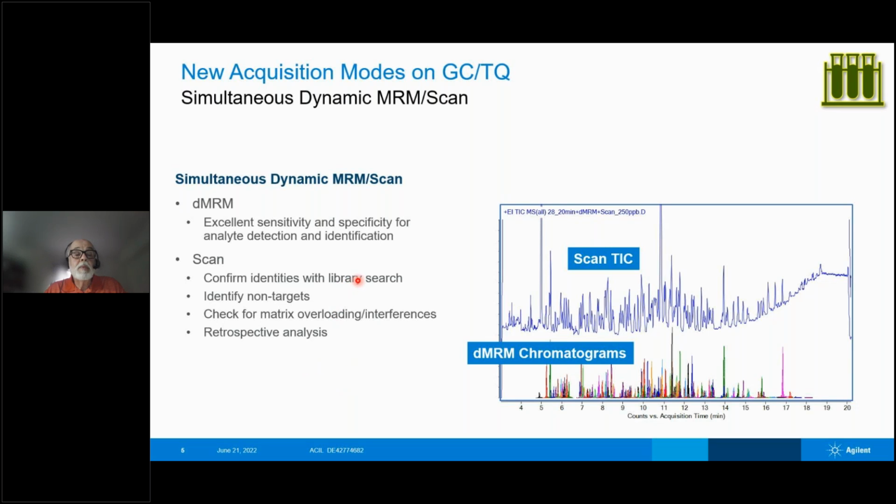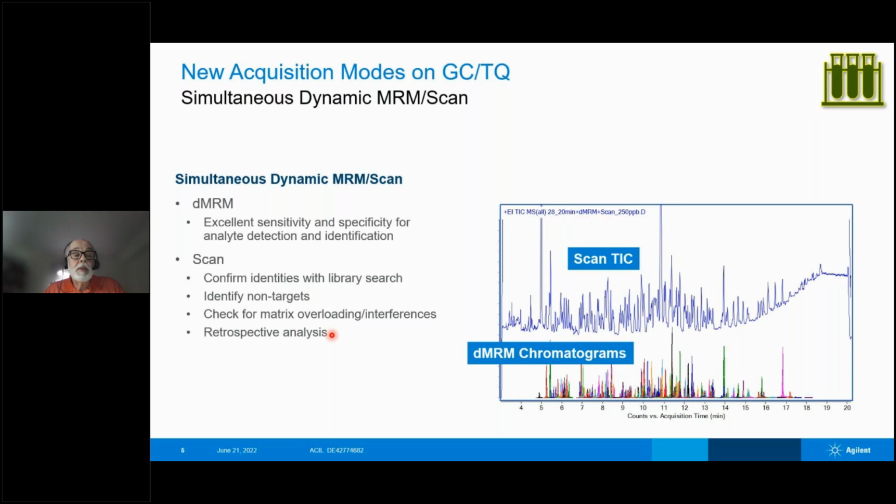And of course, what the scan would allow you to do is confirm the identities of, let's say, a surprising find if it's at a high enough level with a library search, or if you have a non-target and you want to go back and look and see if there's something there. One useful thing is to check for matrix overloading and interferences. So if your extracted matrix has a huge amount of material, let's say in the center section, you might want to know that at least the first few times you run it.